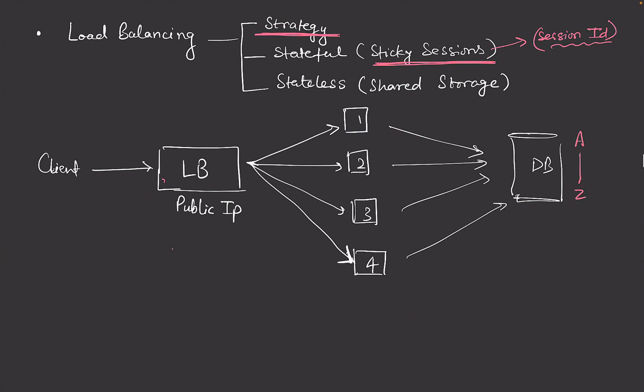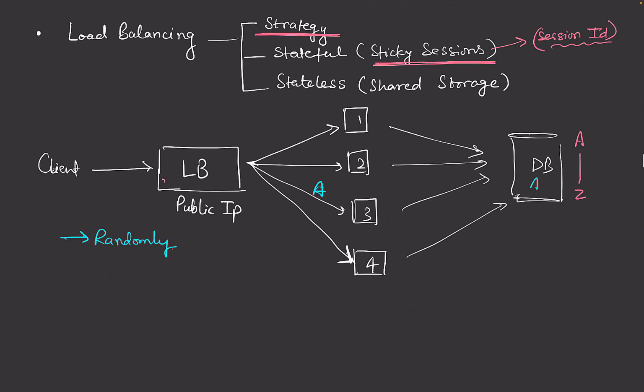Now the load balancer can use other strategies. For example, it can pick a server randomly from one of the servers, because it doesn't matter. Even if A goes to server 3, server 3 will fetch the data of A from this shared database and give it back to the load balancer.